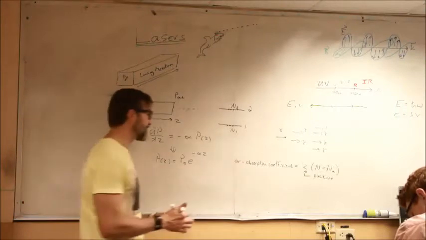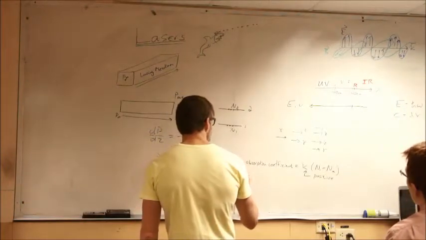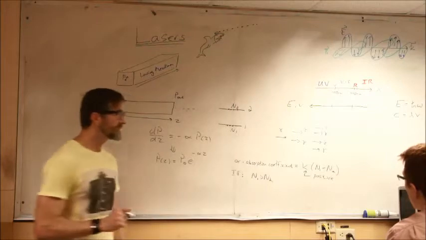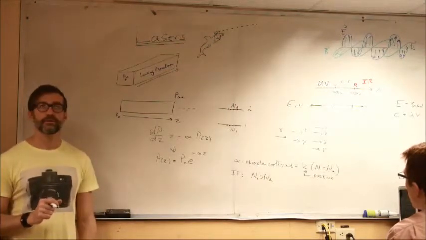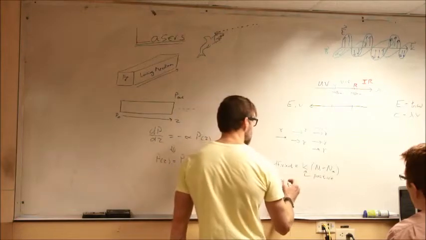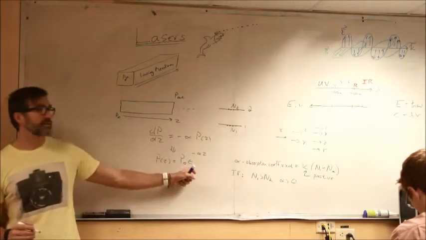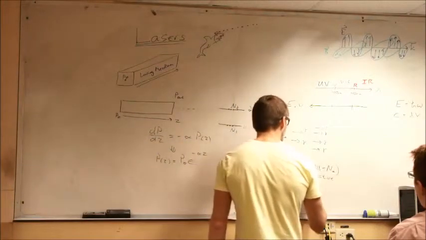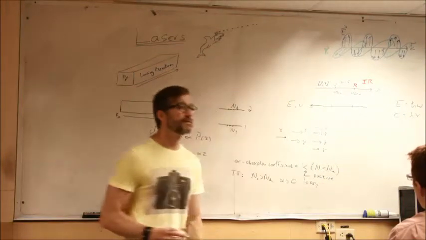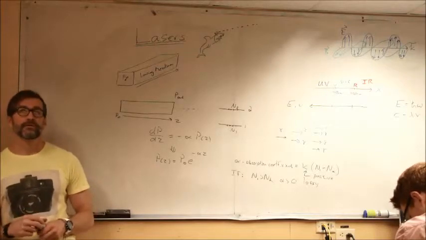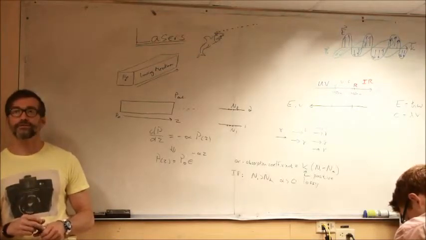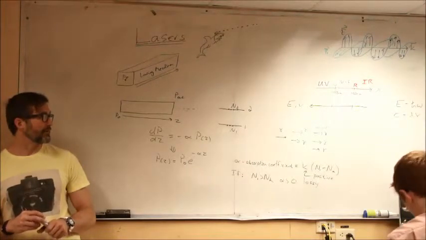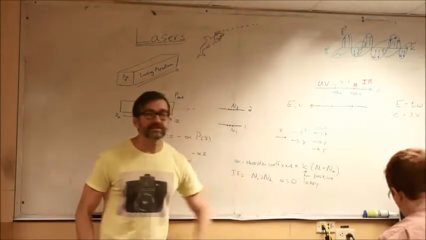Now let's look at a couple of examples of alpha. So if N1 is greater than N2, what's the sign of alpha? Positive. Yeah, if N1 is greater than N2, then alpha is positive. And what happens to our power as it moves through the cavity? It decreases. This is what we call a lossy medium. It absorbs the energy that's trying to move through it. That's not what we want. Boo on lossy. So we don't like lossy media.